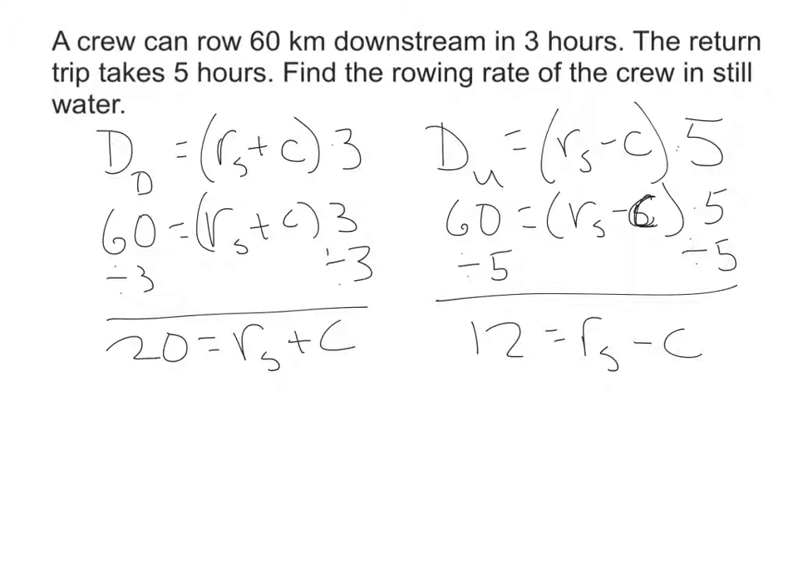Now, this is two equations that we can solve simultaneously in a nice, easy fashion. There are multiple ways to do this. You can solve these using the addition method by adding the two equations together. You can also solve one of them by substitution. In other words, solve for r sub s. So over here, let's take a look at that.